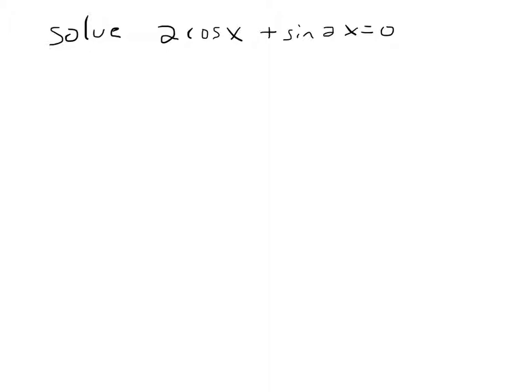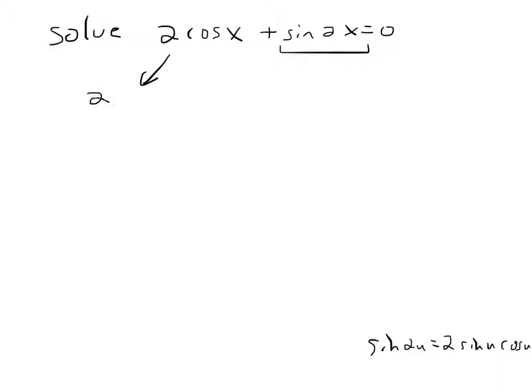How do I solve 2 cosine of x plus sine of 2x equals 0? For the first time, we've encountered a situation where I have a double angle, sine of 2x. And up until this point, I don't know what to do with that. But now I have this formula on the previous page, I'll write it down at the bottom, sine of 2u equals 2 sine u cosine u. So that allows me to rewrite this.